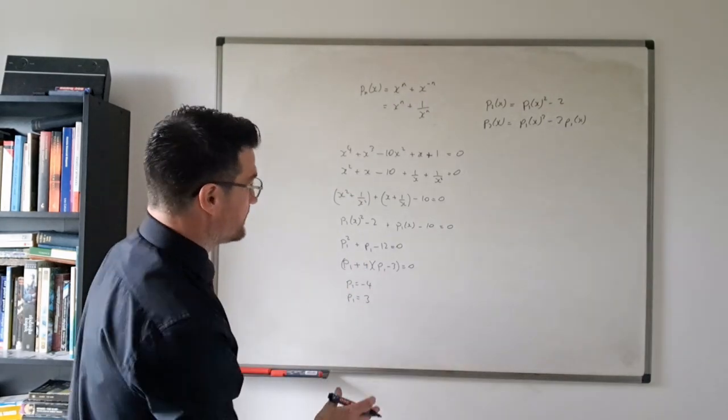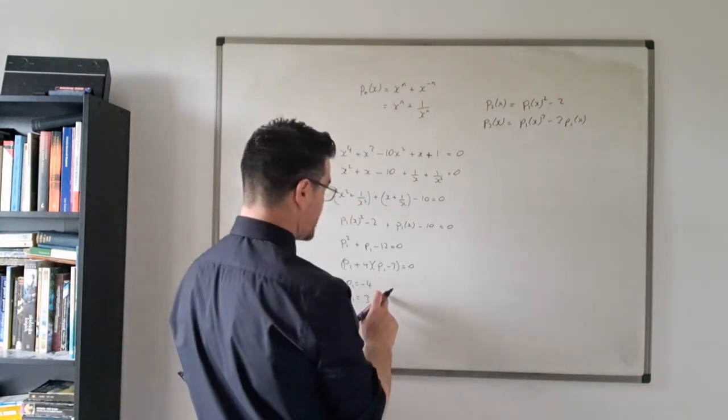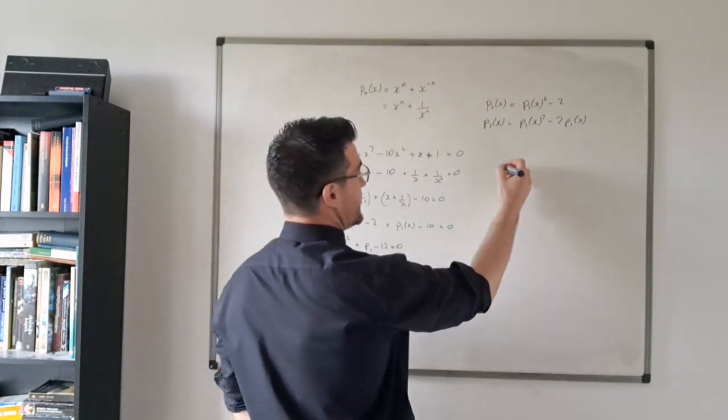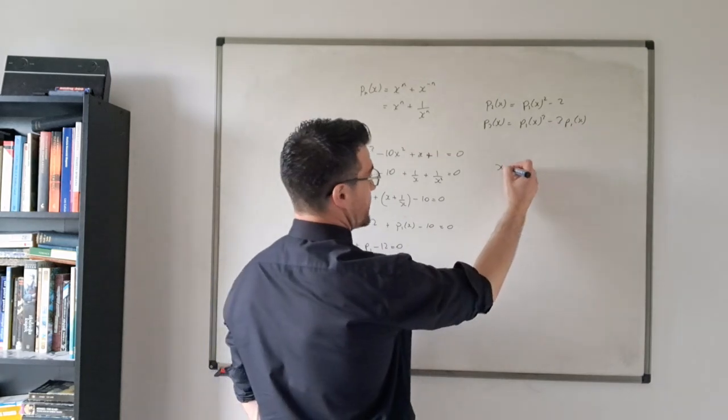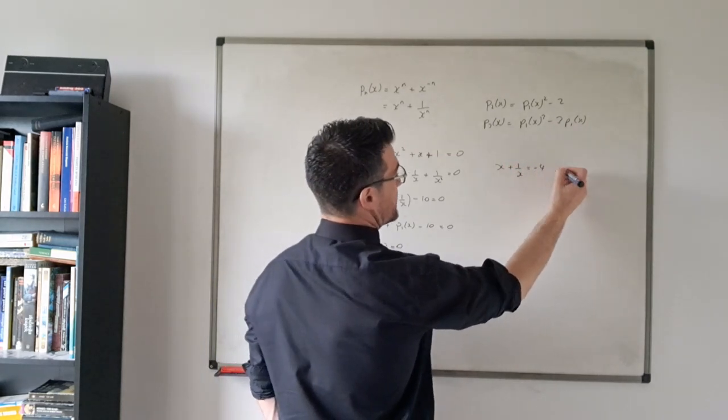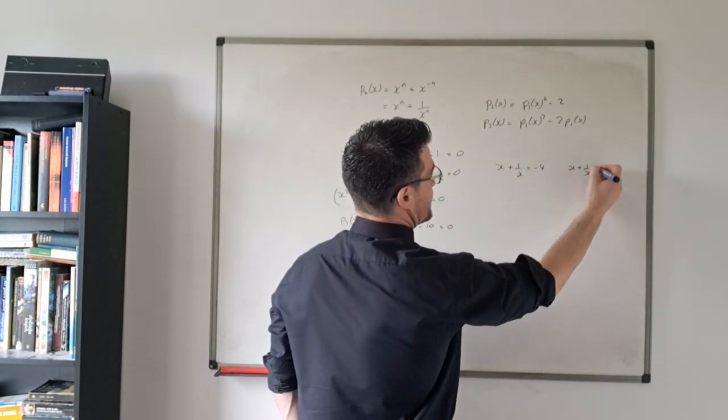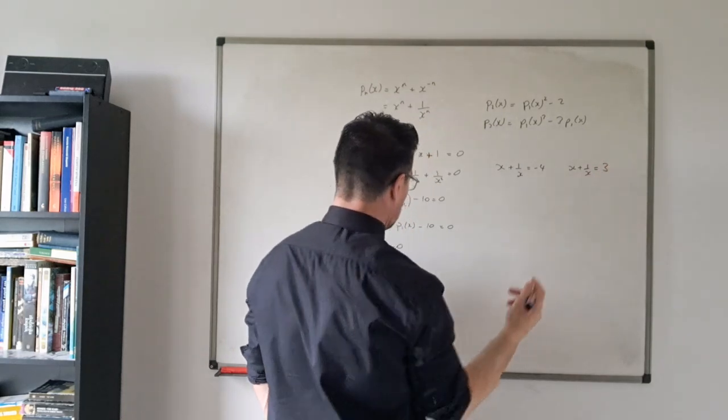We're not done yet, because remember P1 was x plus 1 over x. So that means that x plus 1 over x equals minus 4, or x plus 1 over x equals 3.